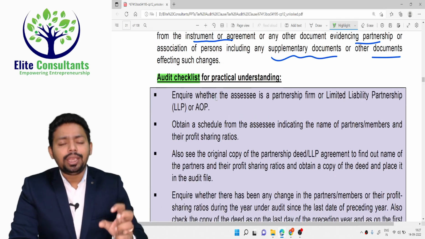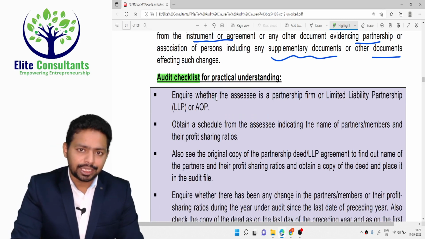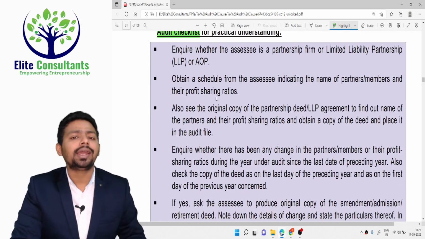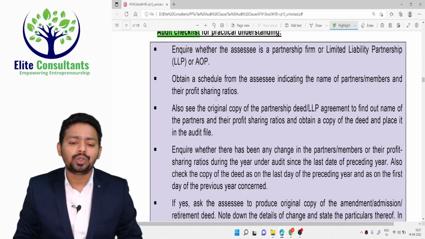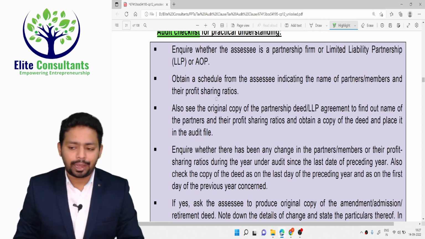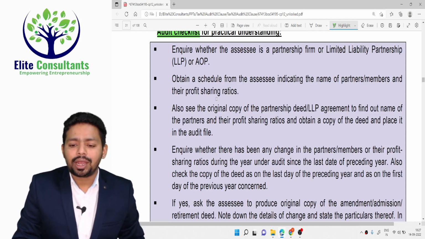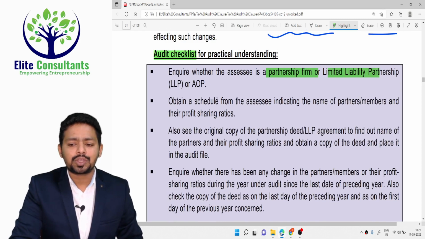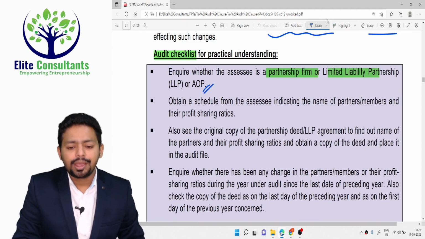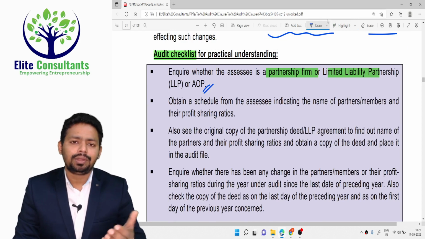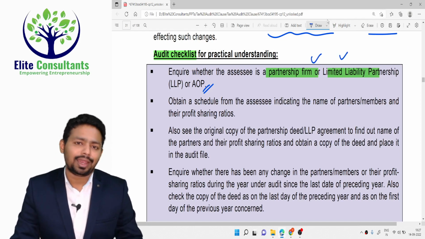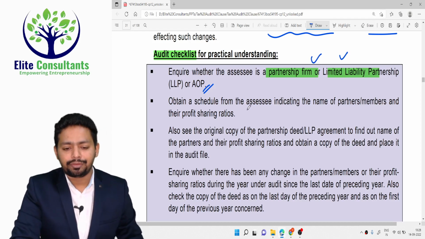So only giving a declaration in 3CD is not enough. You have to follow a detailed checklist, and we will go through the practical aspects of that. As an auditor, how should you check clause number 9? Inquire whether the assessee is a partnership firm or limited liability partnership. Sometimes it is also applicable for AOP as well, but I presume that you may not have much work of AOP. Partnership firms and LLPs are the regular clients that we have in our firms.